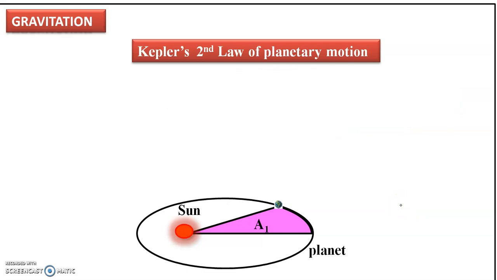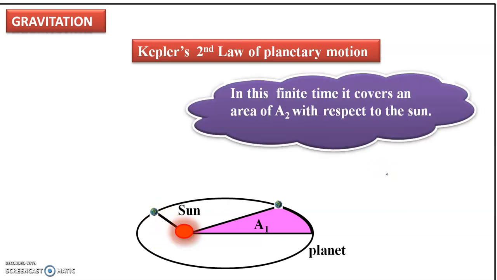Similarly, when the planet comes to this position, the line joining the sun and the planet is the radius vector, that is this one. Now, in a finite interval of time, the planet moves from here to some position like this. Then the radius vector is this one. This radius vector again covers some area that is represented with A2.